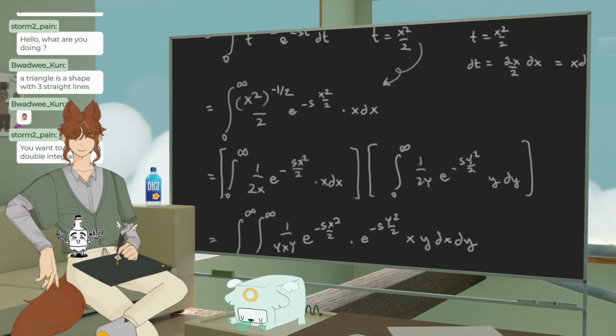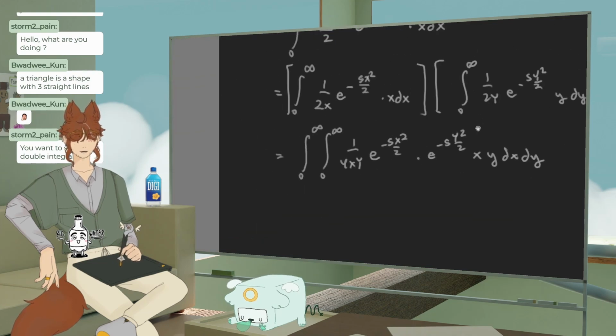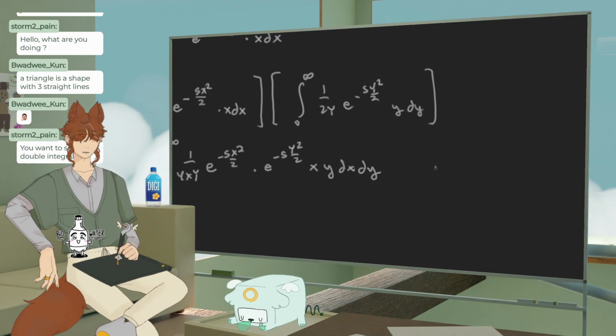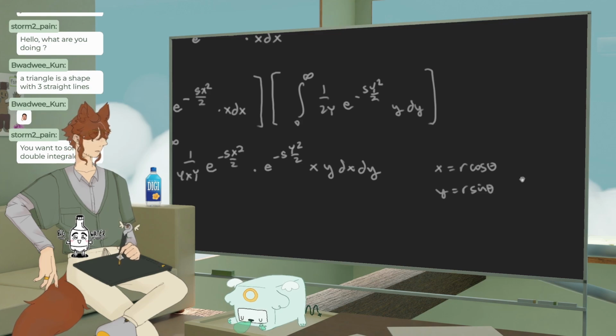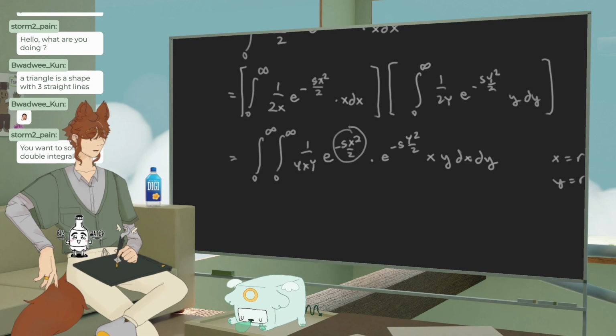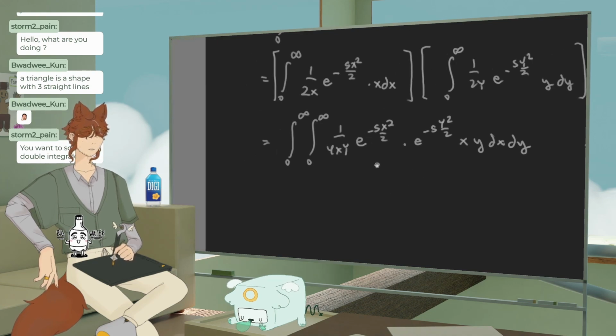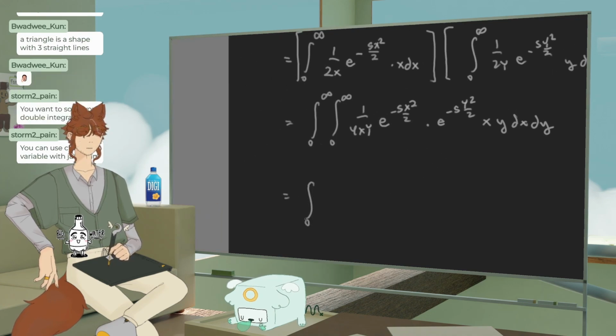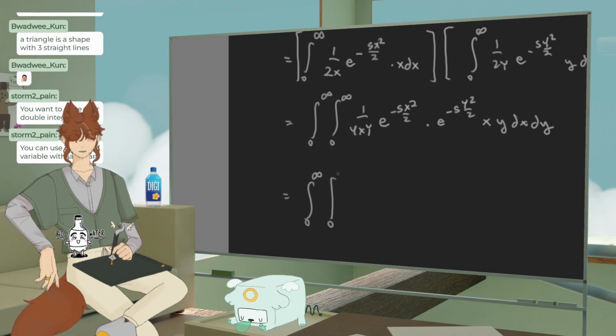You want to solve your double integrals? Yeah, I'm trying to convert it to polar, because x equals r cosine theta and y equals r sine theta. But I don't remember if that's how we do it. Probably. It's gonna make this really kind of ugly though. Can you just change a variable with the Jacobian? We haven't done that. I'm not allowed to do that.